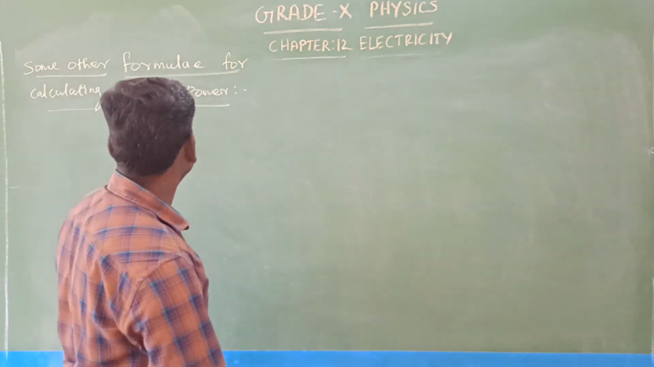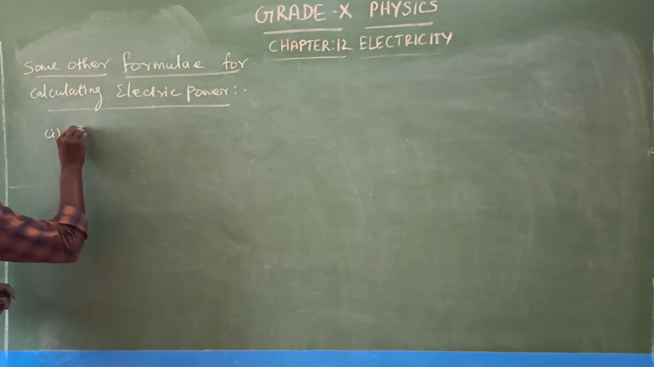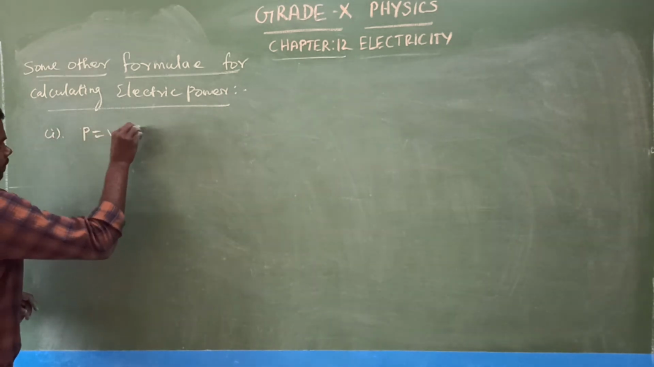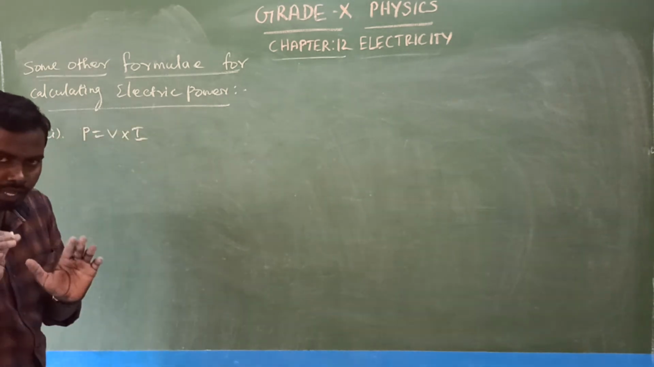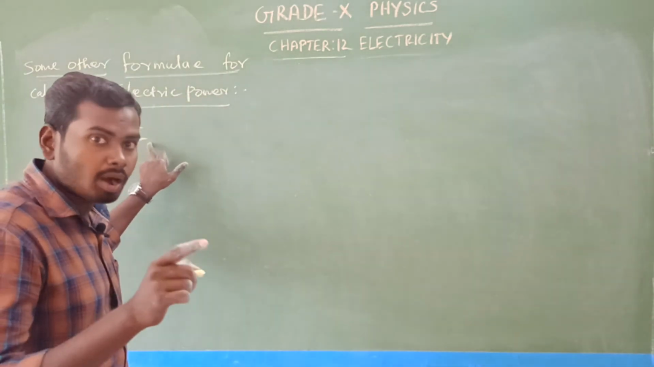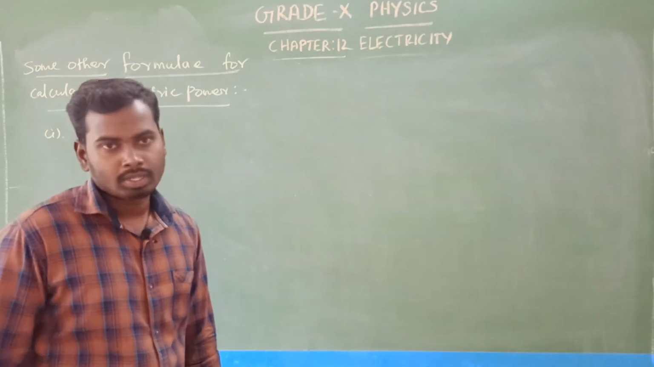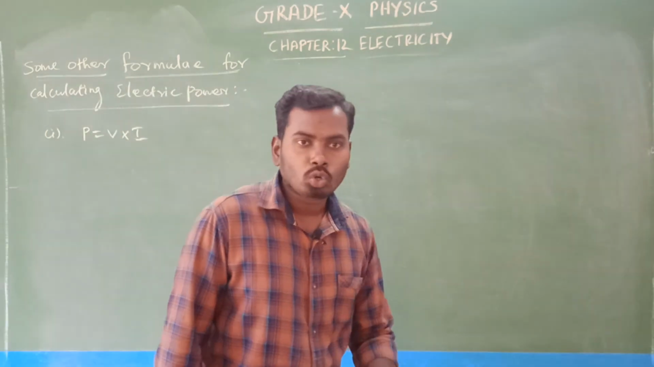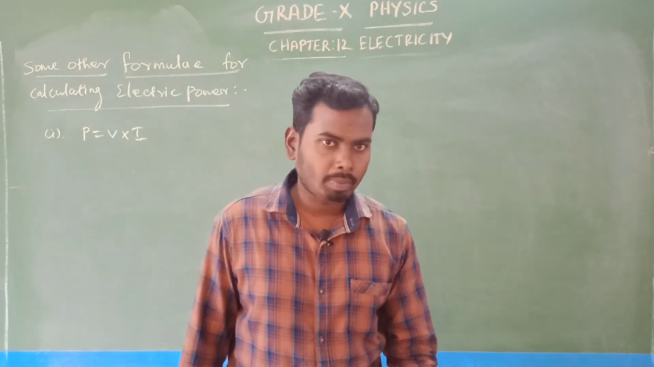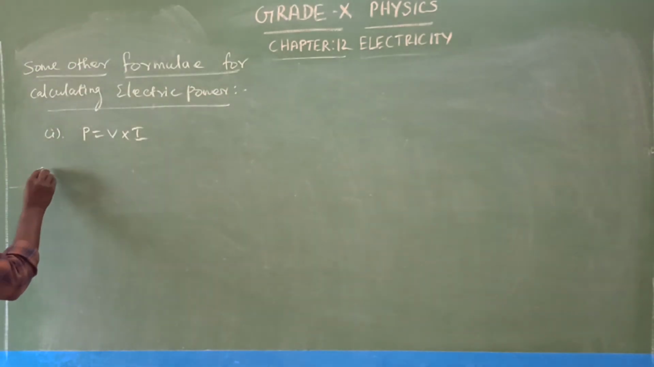Look here. Already we know the first formula: P is equal to V into I. This is one of the formulas for calculating the electric power. Some other formulas are also there to find out the power of electrical appliances. We will see that. Students, look here. This is the first formula. The second formula we are going to derive.